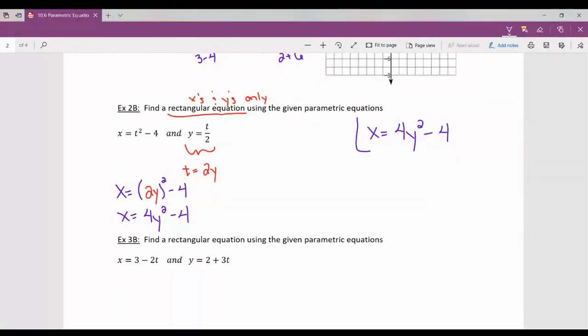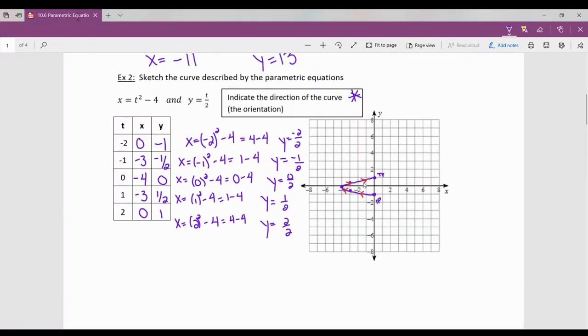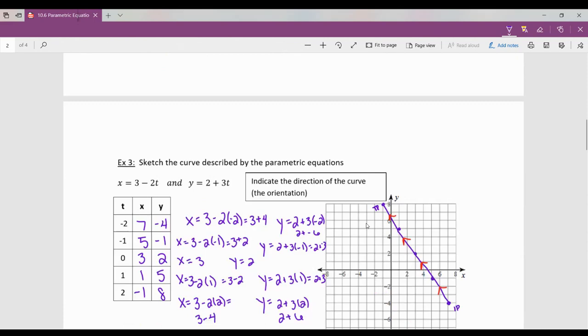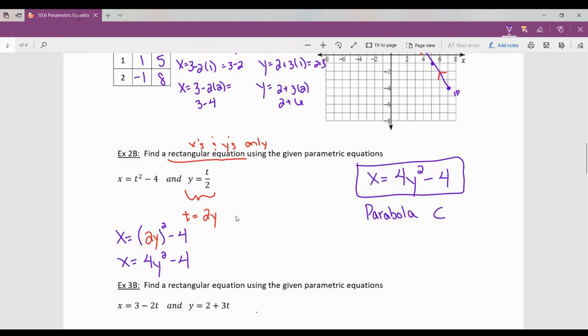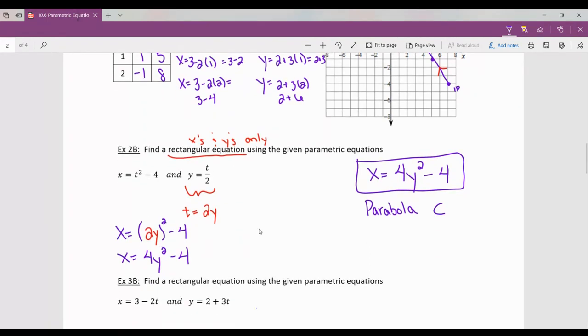We've done equations like this before. This is a parabola, and it opens to the right. Just like we saw above when we graphed it out, a parabola opening to the right. But now we have the actual equation of the parabola, found by eliminating the t to get the rectangular equation.